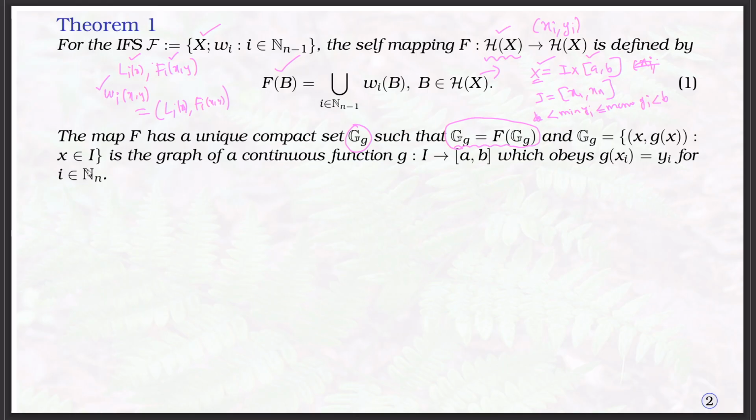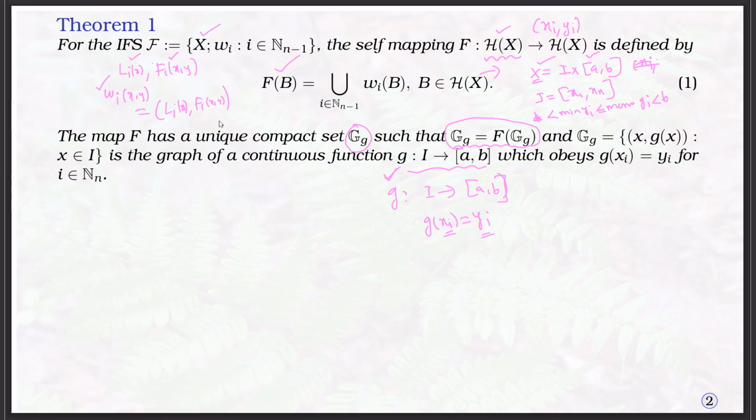That means g is a continuous function from I to a, b which obeys g of xi equal to yi. That means g is a continuous function from I to a, b which maps all the xi to yi. G is a continuous function passing through all the given data points, therefore we can call this g the fractal interpolation function.